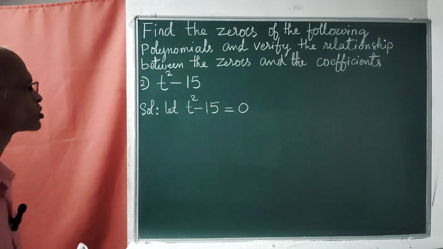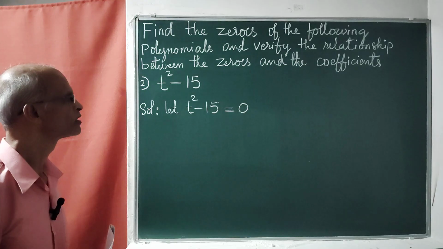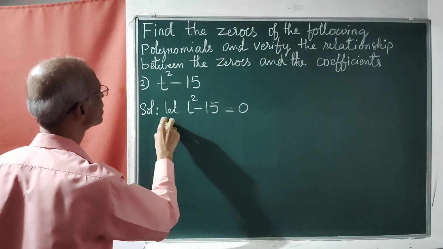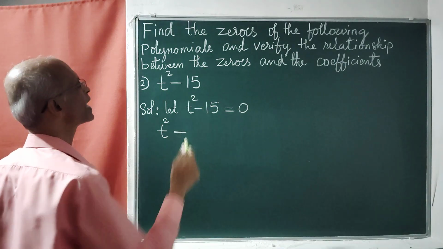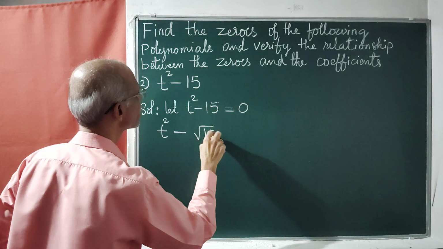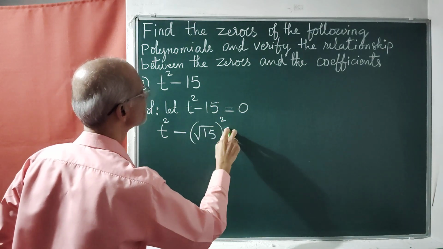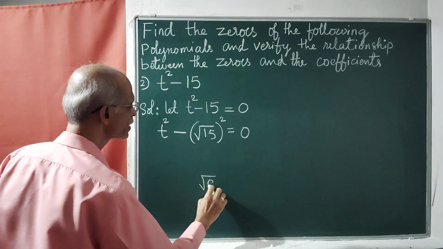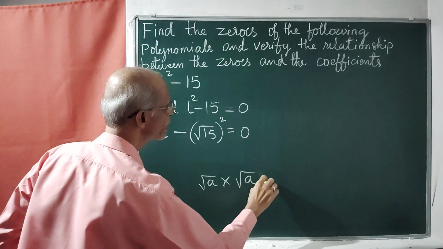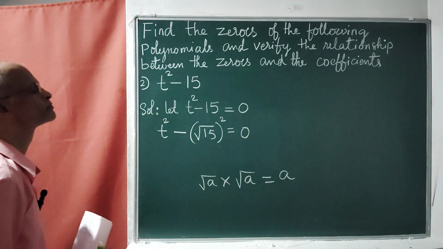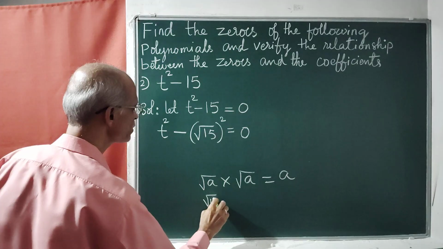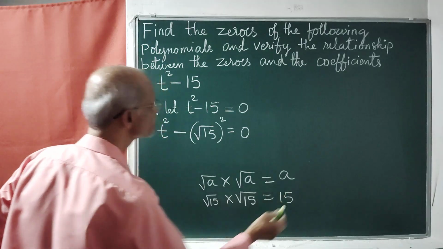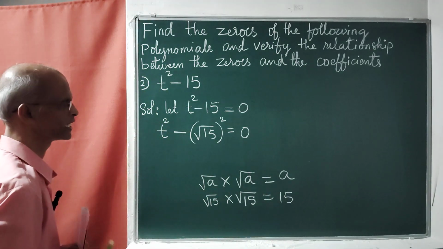Now we will solve this equation. We should factorize it. For factorizing it, in place of 15, I can write root 15 whole square, because root a into root a is equal to a. The same way, root 15 into root 15 will be equal to 15. That is, root 15 square will be equal to 15.